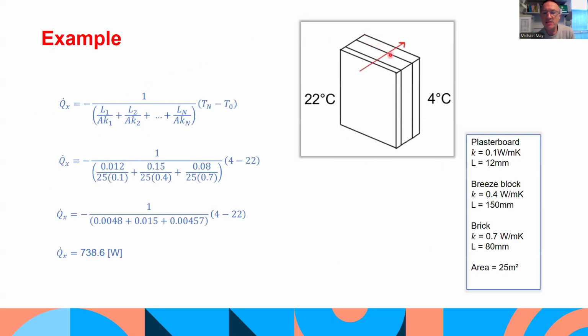Here we have a three-layered system considering a plasterboard, raised block, brick. We're given the area as 25 meters squared, and we're given the individual thermal conductivity values and the thickness of each layer. So we have the temperature difference across the system, which is 4 minus 22. We've got the thickness of each layer divided by the area divided by the thermal conductivity. So for the first layer, we've plaster, and it's 0.012 meters divided by 25 meters divided by 0.1 watts per meter Kelvin. So we do that for each layer, add those values up, and divide the temperature across the whole system by what we get underneath. And the value in this case is 738.6 watts.